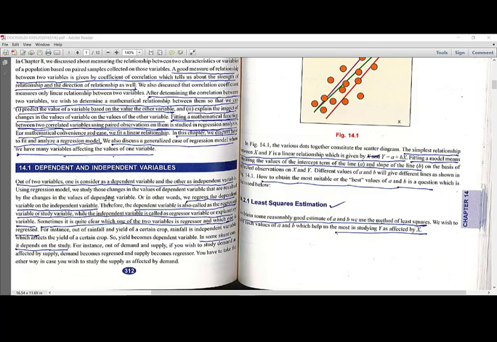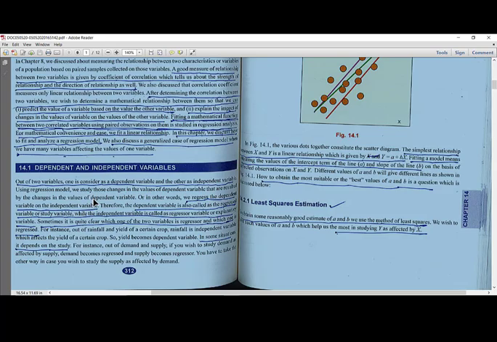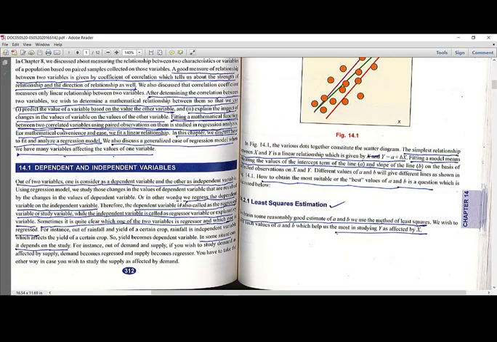Actually here, we study those changes in the values of the dependent variable that are resulted by the changes in the values of the independent variable. In other words, we regress the dependent variable on the independent variable. So the dependent variable is also called the regressed variable or study variable, while the independent variable is called the regressor variable or explanatory variable.